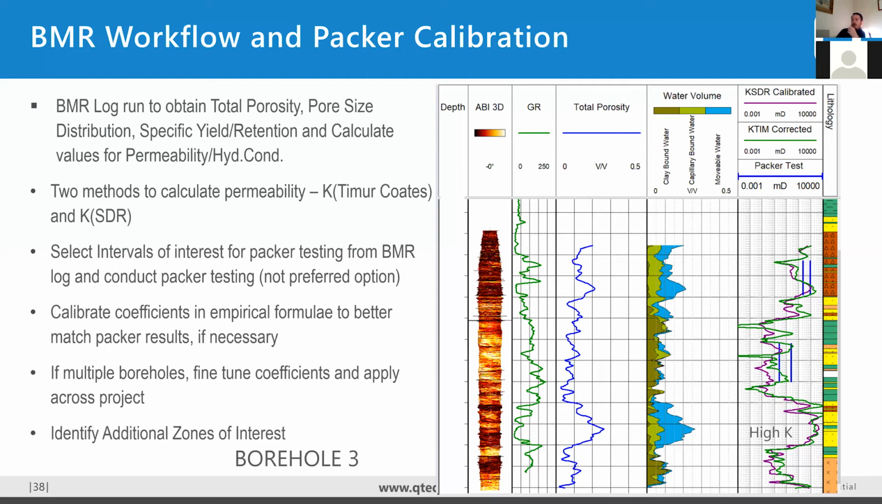And then over time, they started to identify other zones of interest for their projects that they wanted to get more defined information about.